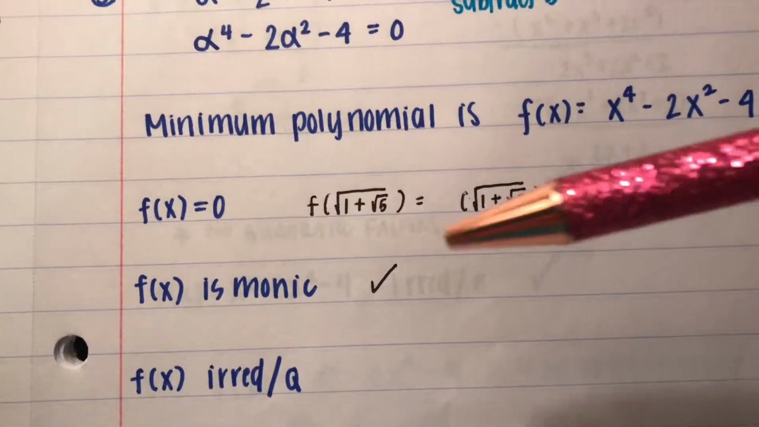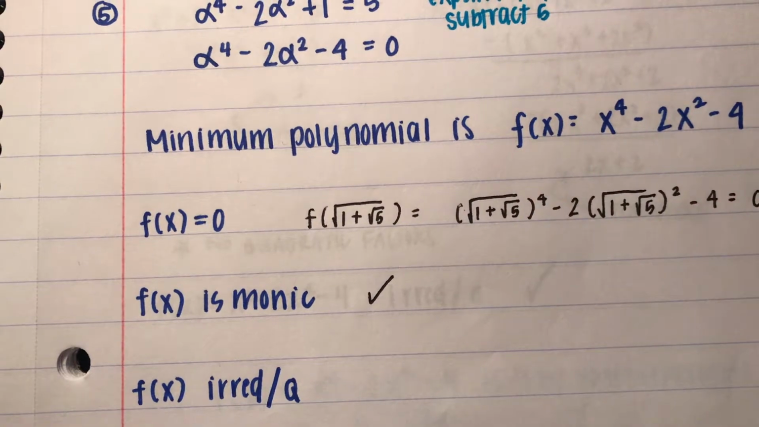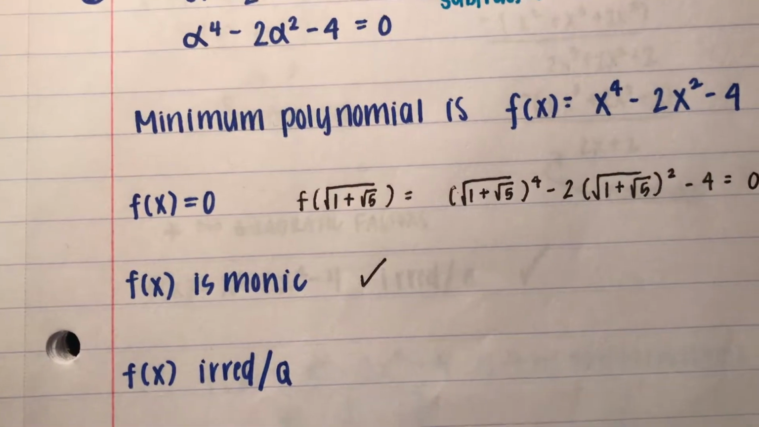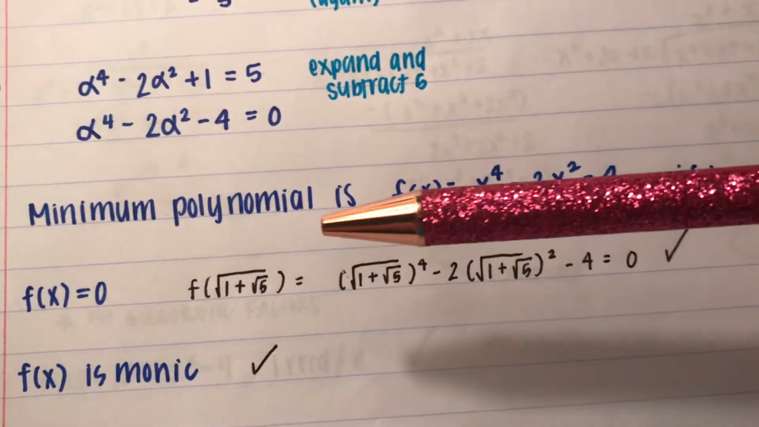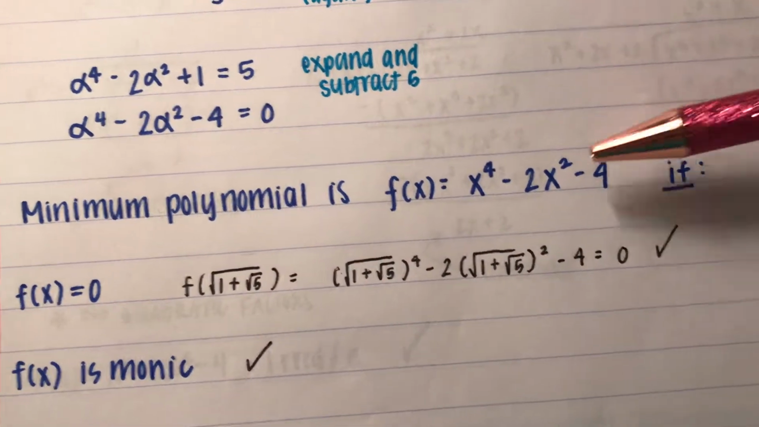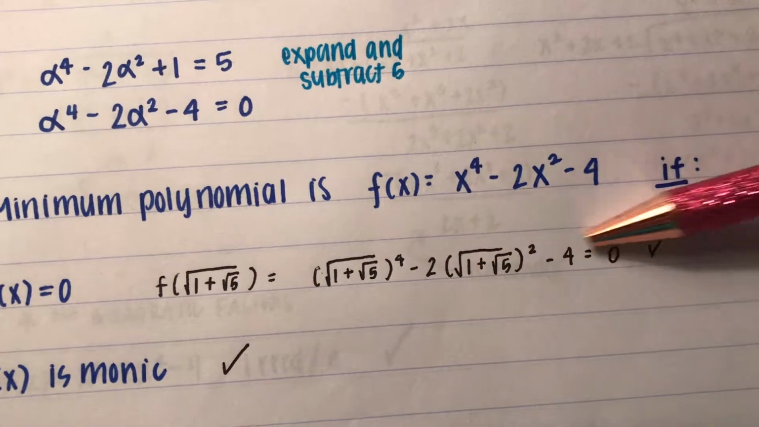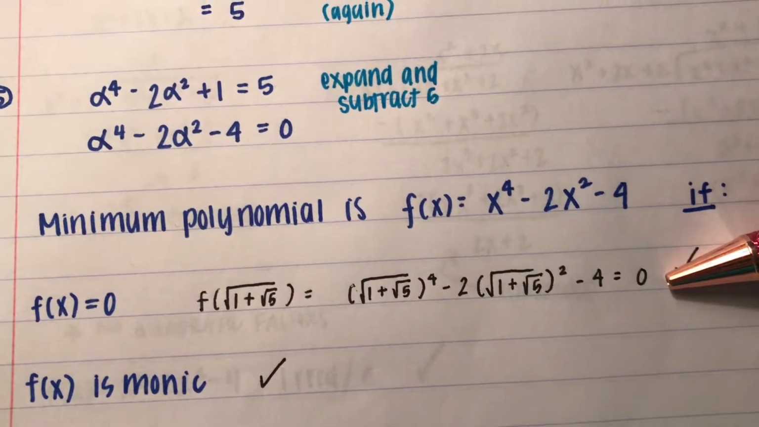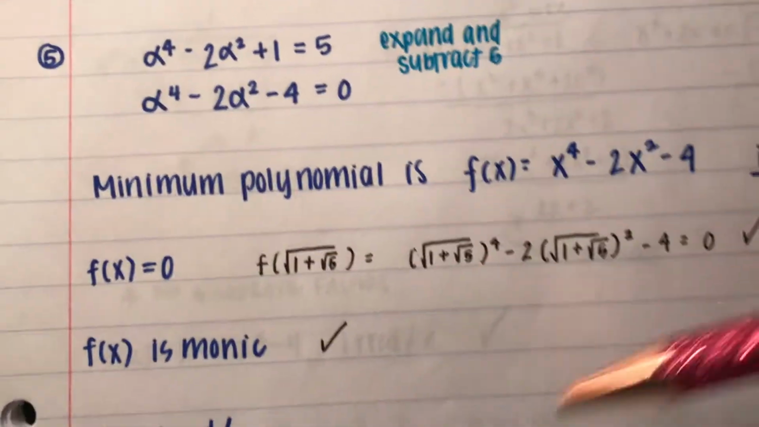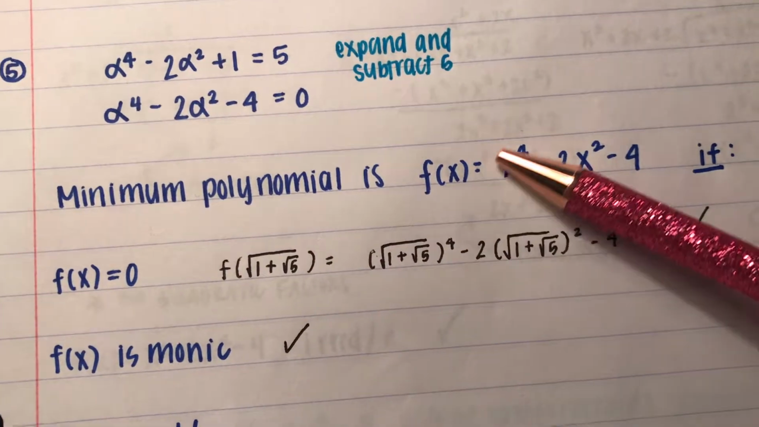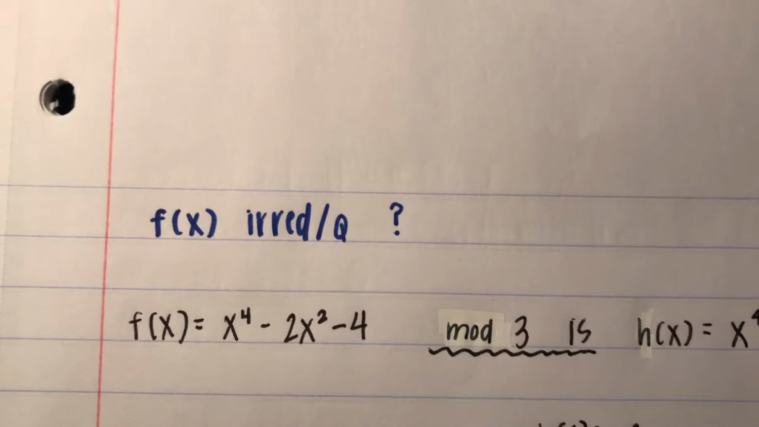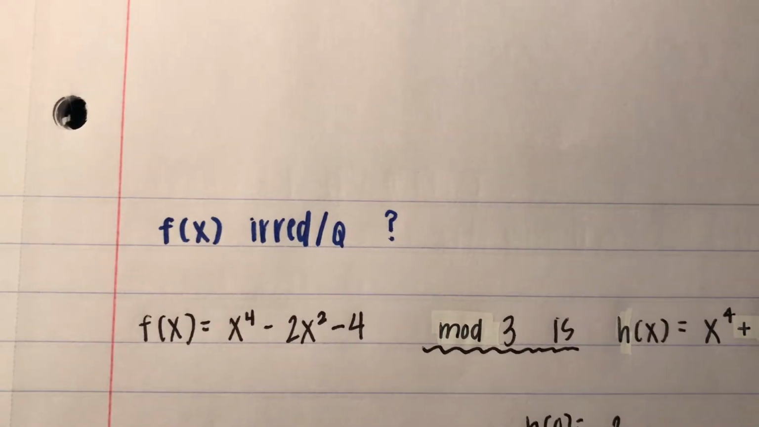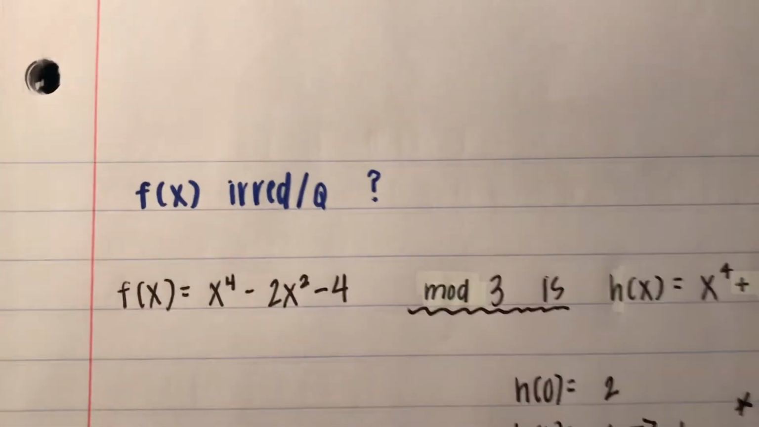So we have to check that f of x equals 0, that f of x is monic, and that f of x is irreducible over Q. If you plug in our given element into this polynomial we found, we do see that it equals 0, so it does follow this first condition. F of x is monic since the coefficient in front of the x to the 4th is just a 1. And then the last thing we have to check is that f of x is irreducible over Q.